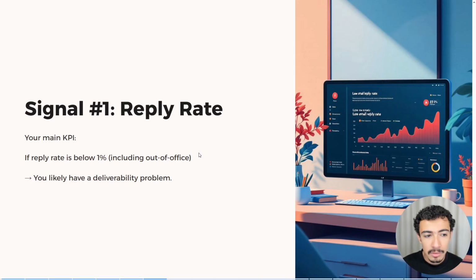So the first signal that you want to look at to determine whether or not you have a deliverability issue is your reply rate. This is your main KPI. If your reply rate is below 1%, including out of office, by the way, you probably have a deliverability problem. Something that is also included here is your bounce rate. When you go to your campaign and you go to your leads, you can actually see your bounce rate. I like to keep my bounce rate below 3%. If it's above that, it is a bit of a red flag for me. So I want it to be below 3%. If your emails are getting bounced, that's also another indication that there's something going on there, right?